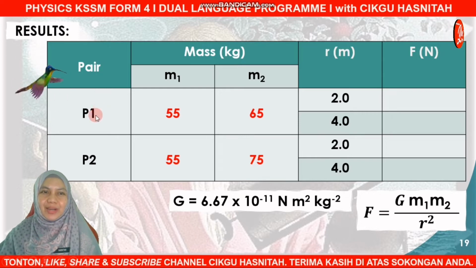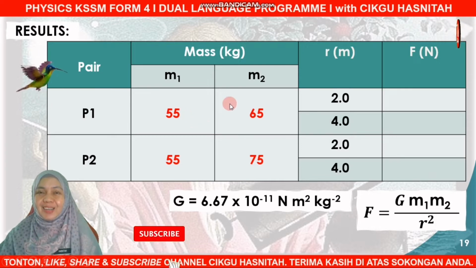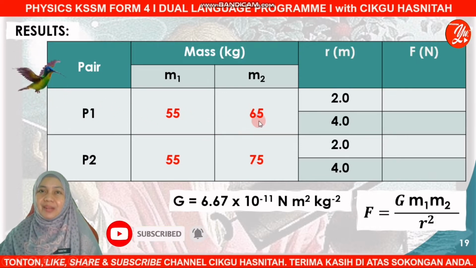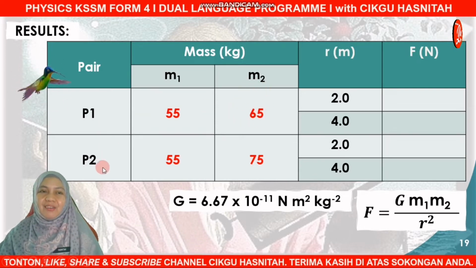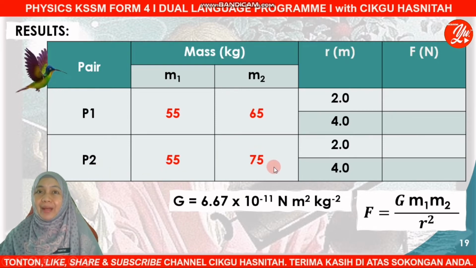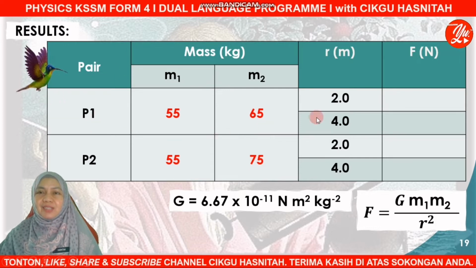Okay, students, so let's work out the table together. You can see here, P1 is the first pair and P2 is the second pair, where M1 is your body mass and M2 is your partner's body mass. So you can fill up this table according to your mass and the mass of your partner. For P1, for example, if you're doing it with your siblings, you write the mass of your sibling here, either your brother or your sisters. And for the second pair, let's say you're pairing with your parents, your mother or your father or anyone will do. So you write the mass here. And for these two activities, both are standing at two different distances. The first is 2 meters and the second is 4 meters.